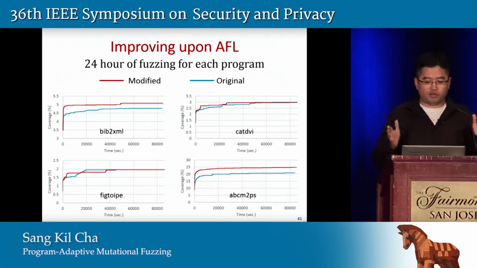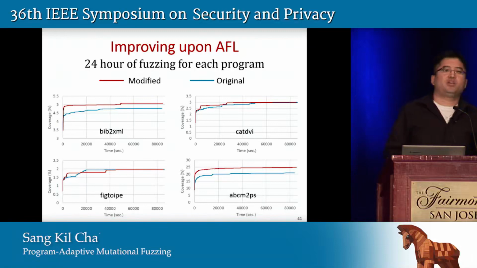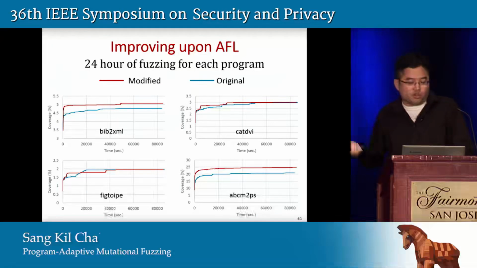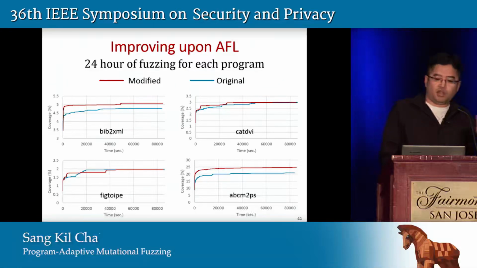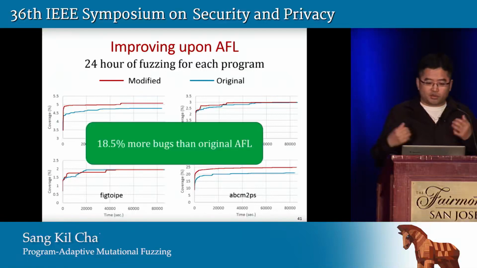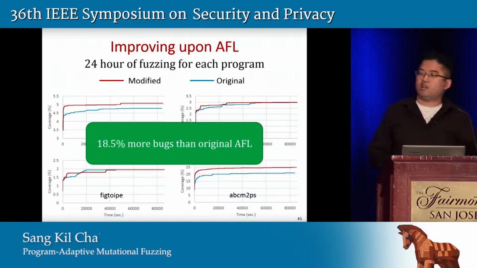First, we tested the code coverage difference between the two. The red line here represents the modified AFL, and the blue line shows the code coverage for unmodified AFL. And as you can see, the code coverage of our modified AFL was improved compared to the original AFL. The second comparison that we performed is the number of bugs found for both cases. And as a result, modified AFL found 18.5% more bugs than original AFL, and we conclude that our technique can also improve the state-of-the-art mutational fuzzers.